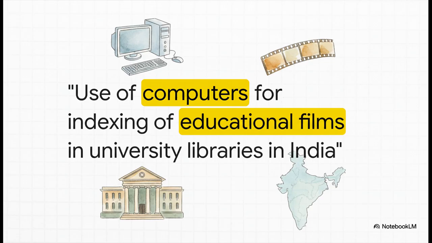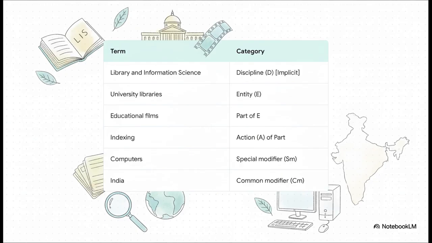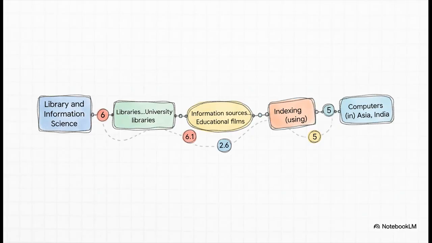No problem. First step is content analysis. We just go through and assign each concept to a category. You'll notice that library and information science is the discipline, but it's implied, it's not explicitly in the title. University libraries is our main entity, educational films is a part of that entity, and indexing is the action being done to that part. Then, computers and India are our special and common modifiers. See? Totally doable.